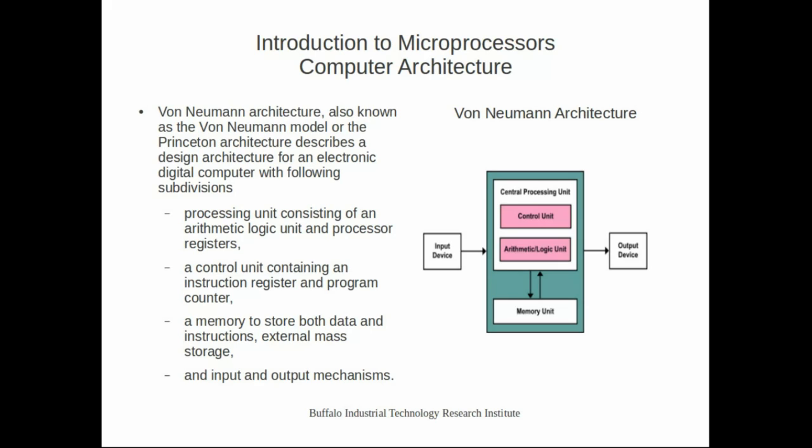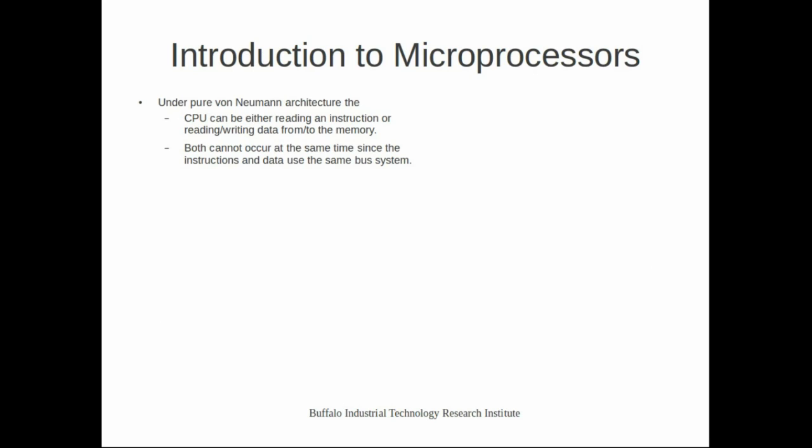In the von Neumann architecture, both data and instructions are stored in external memory and were accessed using a common bus. Under pure von Neumann architecture, the CPU will be either reading an instruction or reading or writing data from the memory, as the bus was shared between instructions and data. Both cannot occur at the same time since data and instructions were using the same bus.